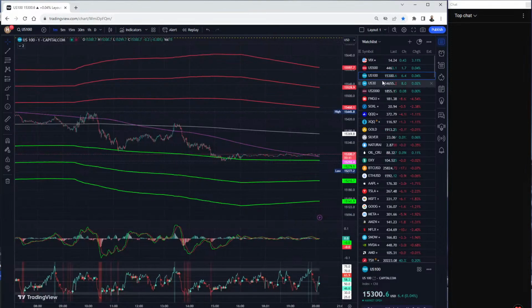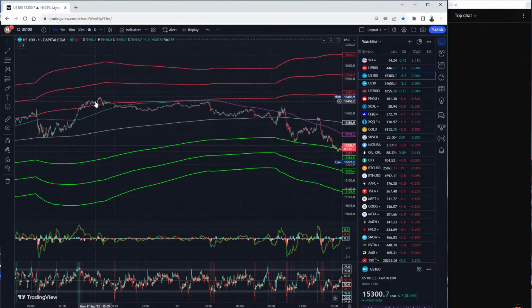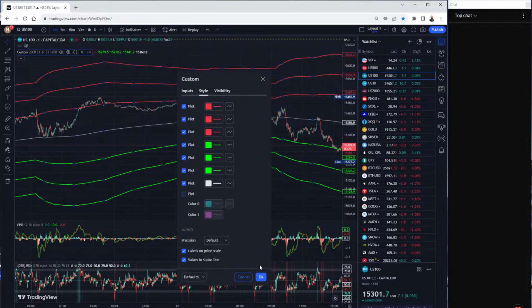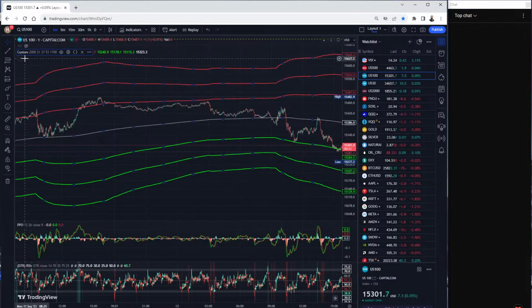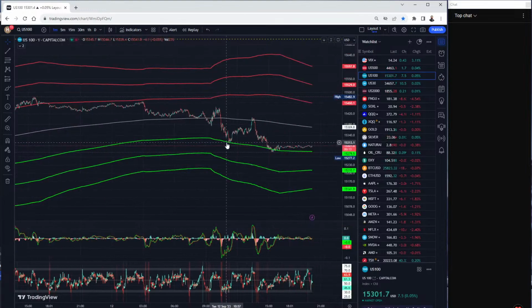Okay, so US 100, you can see green lines are support lines, red lines are resistance lines, and yesterday we were closing on resistance, first standard deviation. Let me hide this Hull moving average so it's not that confusing for you guys. So you can see now. Nasdaq 100 closed on first standard deviation yesterday and then sold off right from first standard deviation to the bottom.